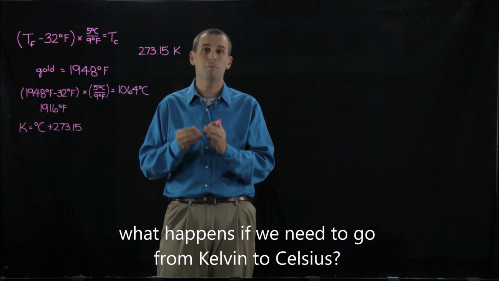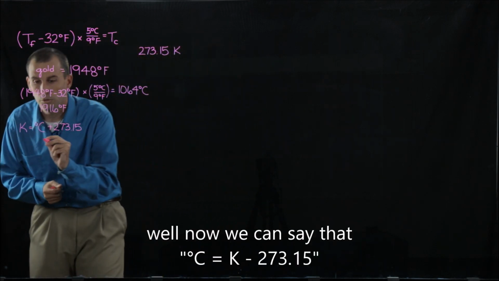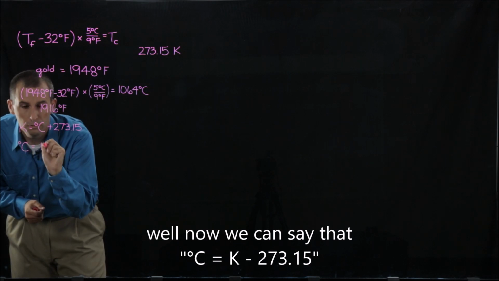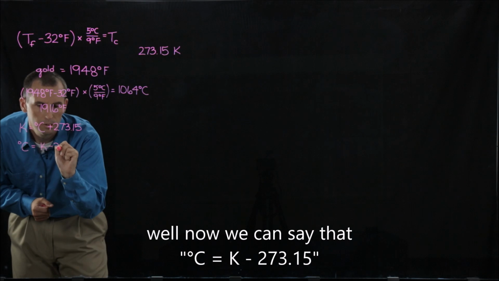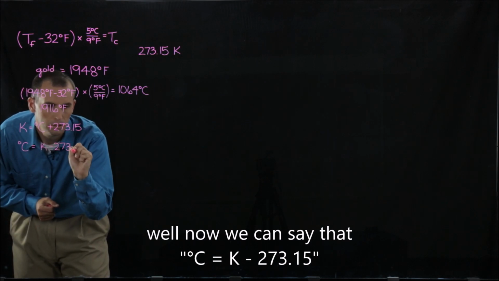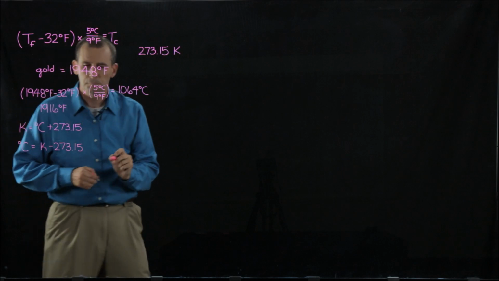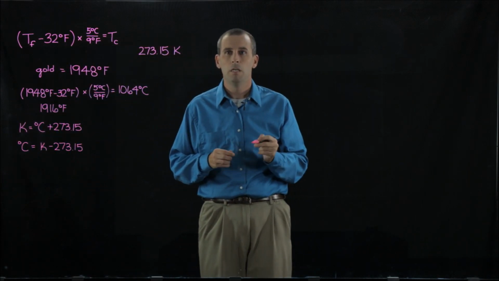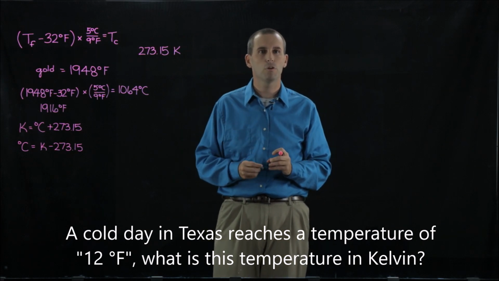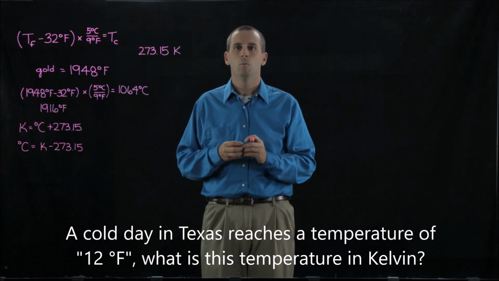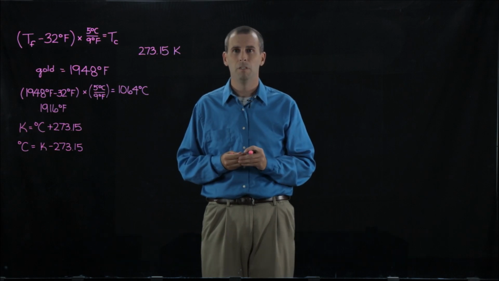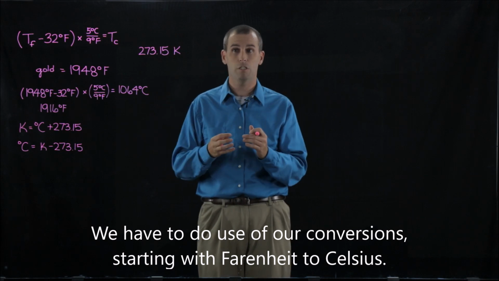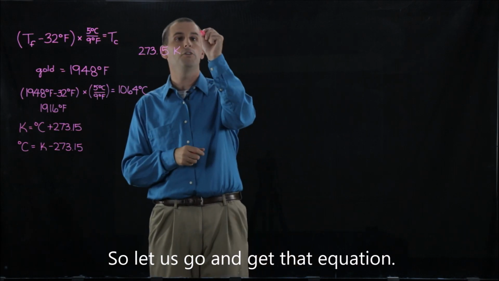But what happens if we need to go from Kelvin to Celsius? Well, now we can say that degrees C equals Kelvin minus 273.15. Let's try an example using these conversions. A cold day in Texas reaches a temperature of 12 degrees Fahrenheit. What is this temperature in Kelvin? We have to use both of our conversions, starting with Fahrenheit to Celsius. So let us go and get that equation.